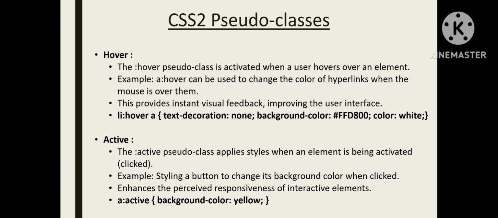Second pseudo class is active. This active pseudo class applies styles when an element is being activated, or we can say it is clicked. Example, style a button to change its background color when clicked. And in the example, I have applied the active pseudo class over an anchor tag, and I have changed its color to yellow. It means whenever a user clicks over that anchor tag, the content inside that anchor tag will change to yellow. Its color will change to yellow.